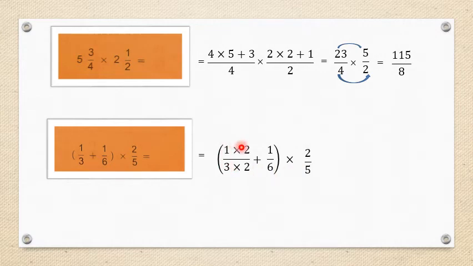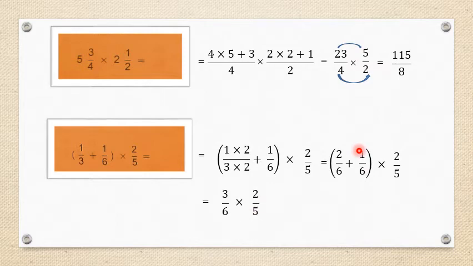Here, 1 times 2 is 2 over 3 times 2, which is 6. So we have 2 over 6 plus 1 over 6 times 2 over 5. Let's solve what's inside the parentheses. Here, we have the same denominator, so we write the denominator and 2 plus 1 equals 3. Okay, please don't be confused. When we have addition, we don't add the denominators. We just have to keep the denominator the same and add the numerators.